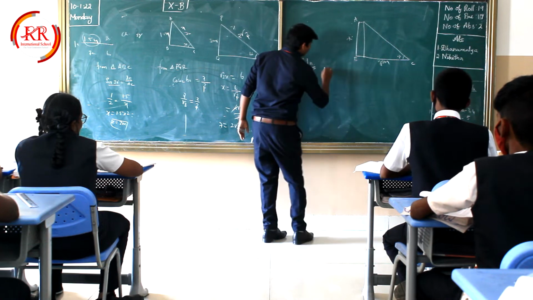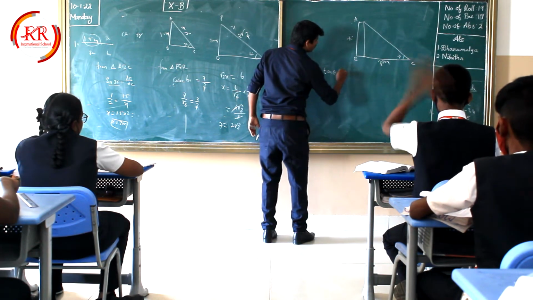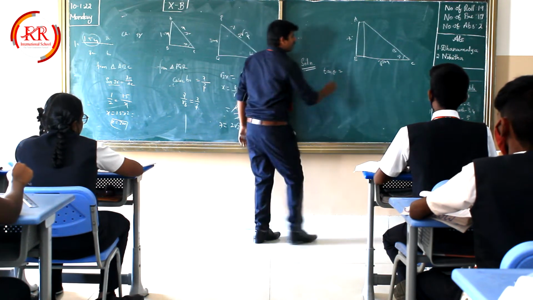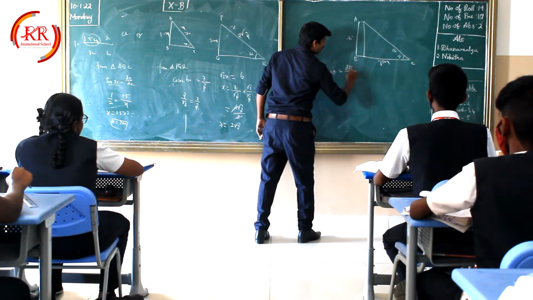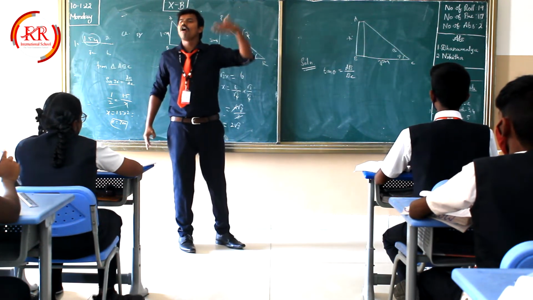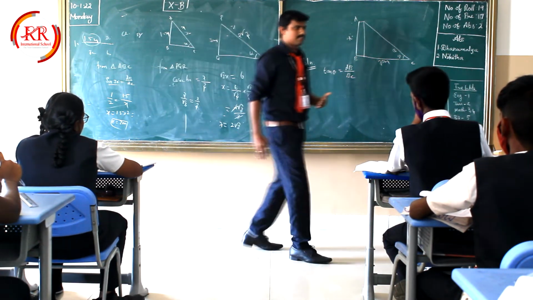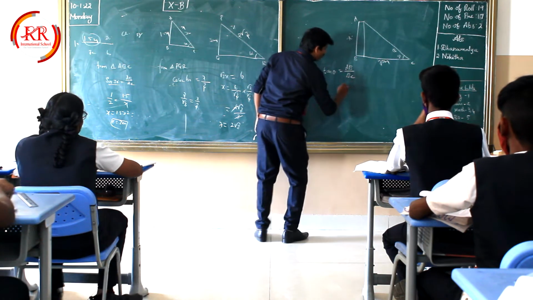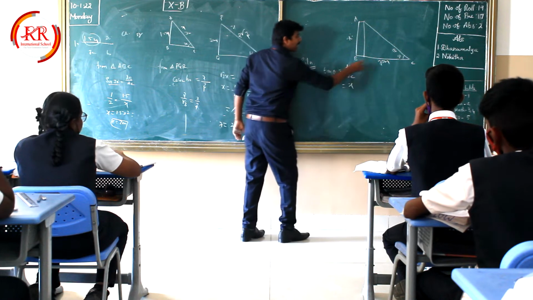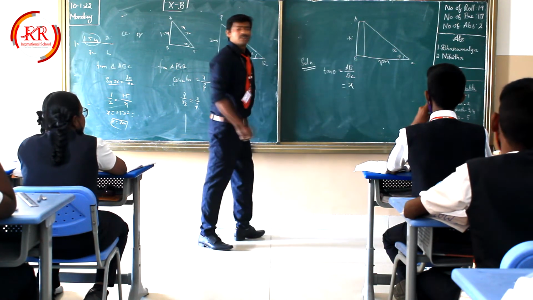So we have tan theta, that's equal to AB by BC. That is the opposite side by the adjacent side. So we need to find the opposite side. Let's take it as x, and the angle theta is given. It is 30 degrees.